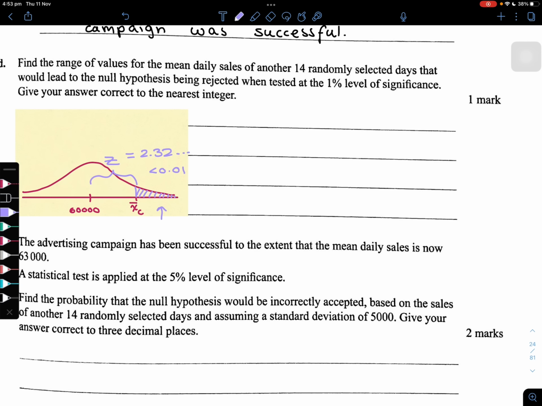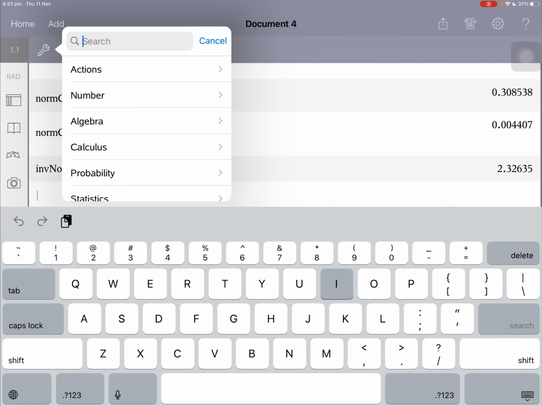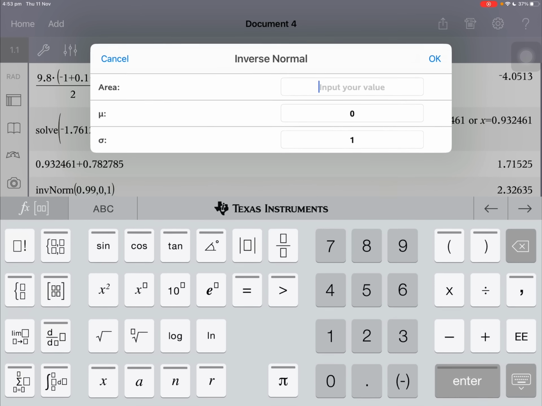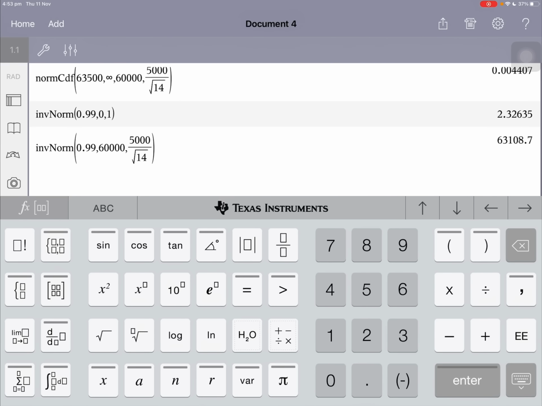2.32, blah blah blah. Okay, now all we have to do is, this could actually just give us our value straight away. So instead of using the z-score, you could actually just go back here, go to inverse normal, because we know all of our other parameters as well. We can just go, our area is 0.99, our mean is 60,000, and then our standard deviation is 5,000 on root n. So we don't need to do all that work anyway. The other way of doing it, the z-score way, actually shows you the logistics and how it's actually working. But this is the same process.